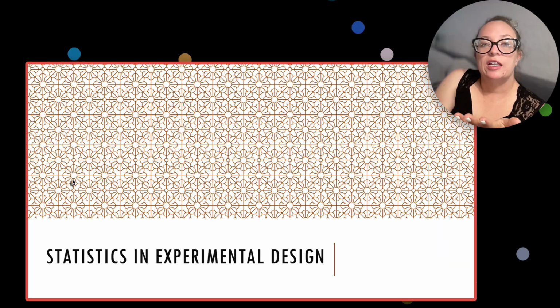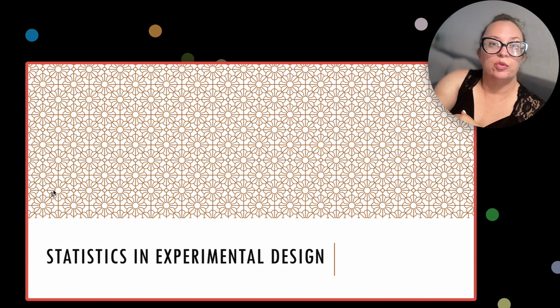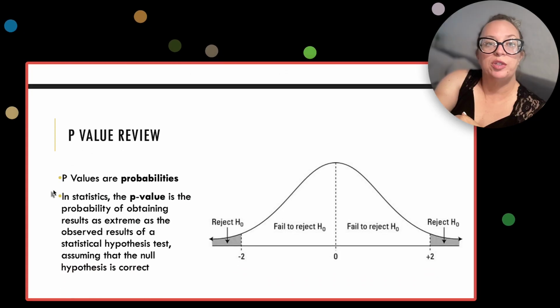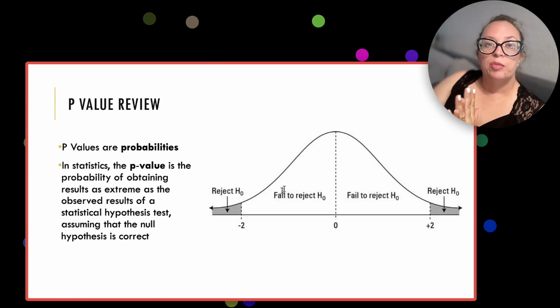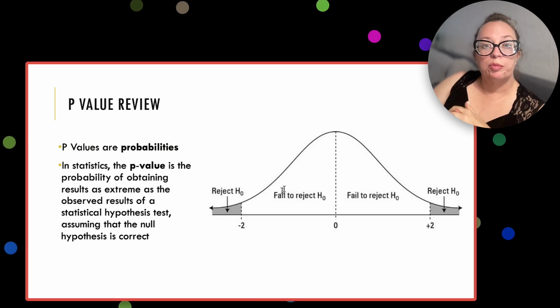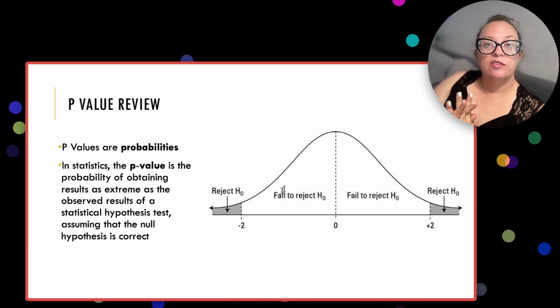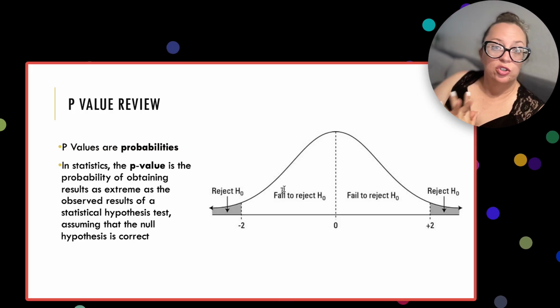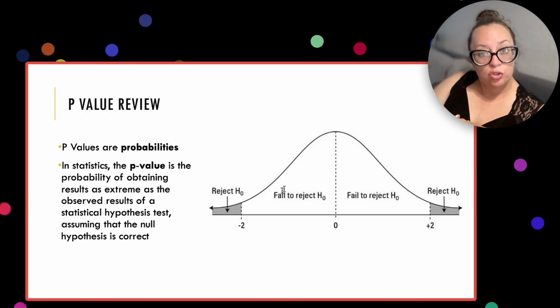So we're going to talk a little bit about statistics and experimental design. And this is mainly to highlight the limits of experimental design and really of all research. But we'll start by just talking about the p-value. So this is not the first time we've talked about the p-value, but let me remind you that it's a probability. All right, p-values are probabilities, and it's the probability of obtaining a result as extreme as the observed results if the null hypothesis is true.